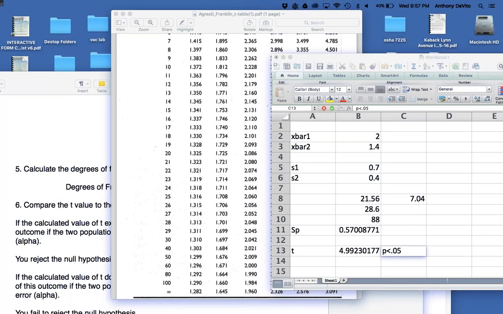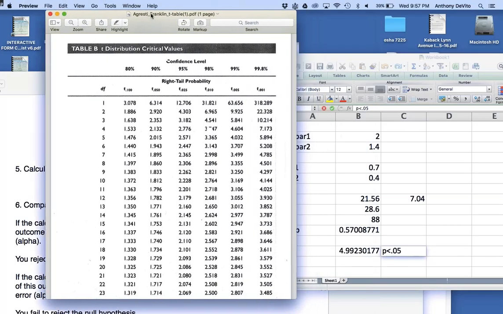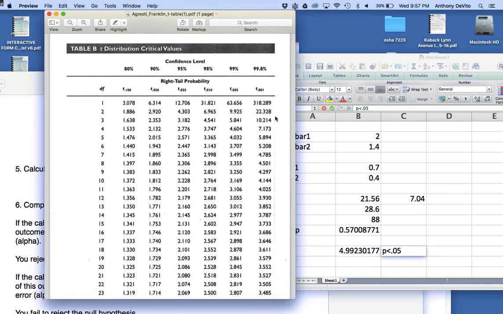Which column do I want to use? Okay. So now the idea that we're willing to have up to 5% error goes along with the fact that we want a confidence level of 95%. We want to be 95% certain that we're right. In other words, we're willing to accept a 5% chance of being wrong.